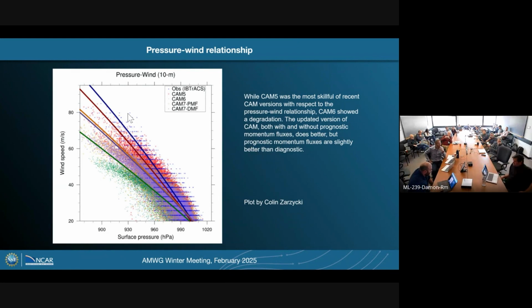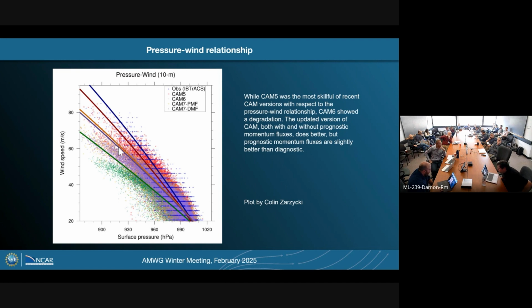So the blue is the OBS. That's the top line. Red is Cam 5. So Cam 5 and OBS are fairly close together. Cam 5 was sort of skillful in this respect. Cam 6 is the one that's at the bottom. That's the one where this relationship seems to have degraded. Our updated version of Cam is doing better. We're not at Cam 5 level yet, at least in this regard.